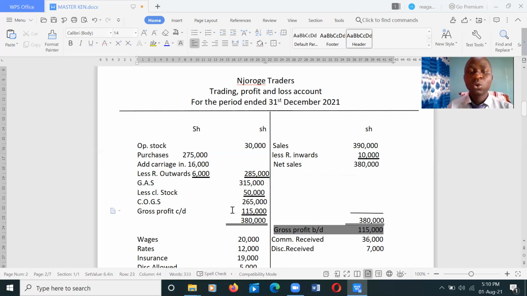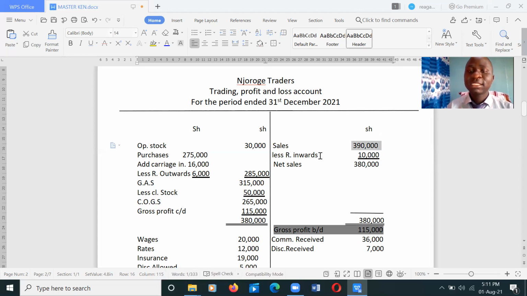Now, as I told you, gross profit is calculated by sales minus COGS. Okay, we have done the right hand side and we got our COGS. So we go to the left hand side where we look at sales. How much do you have in terms of sales? Sales we are given in the trial balance as 390,000.